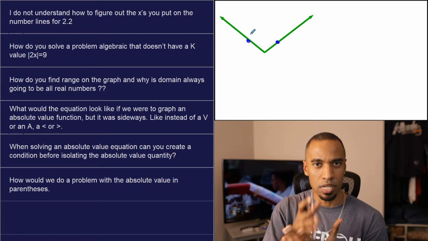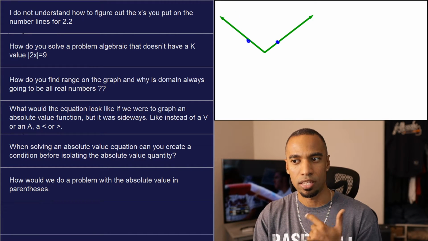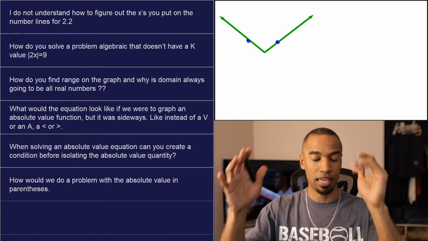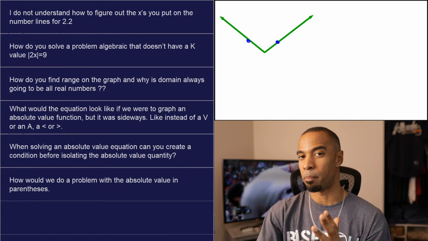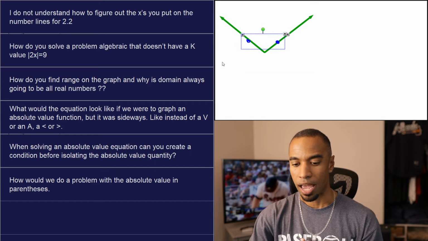The input goes into the absolute value, but the output is what happens after the absolute value occurs. That's why we get a right side up or upside down, because if we take the absolute value of something and then make it negative automatically, it goes straight down. So how do we go sideways?